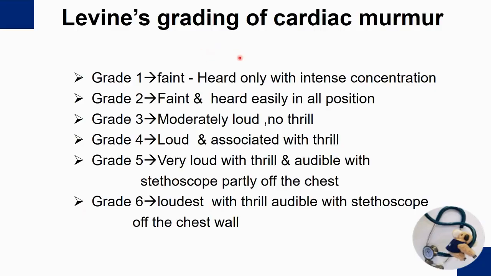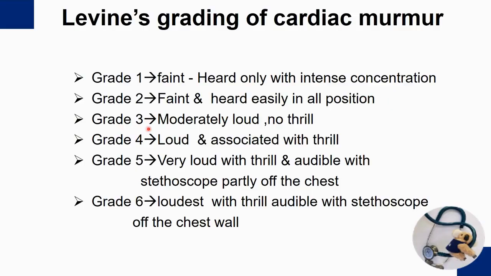Now come to the grading of the cardiac murmur, which is 1 to 6. The commonly used grading is Levine's grading. This is commonly used in clinical settings. According to this, a grade 1 murmur is a very faint murmur heard only with intense concentration. So a specialist is required; a cardiologist can only hear this murmur. Then a grade 2 murmur is faint, but it is heard easily in all positions, even by all doctors.